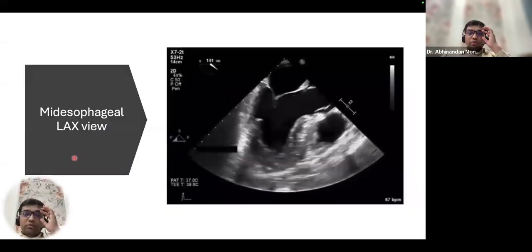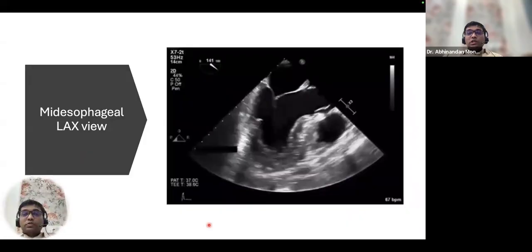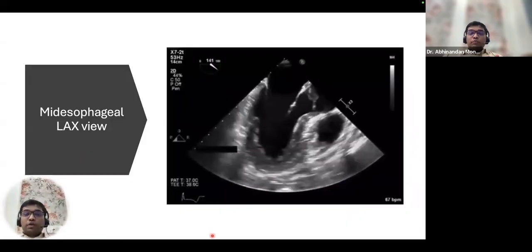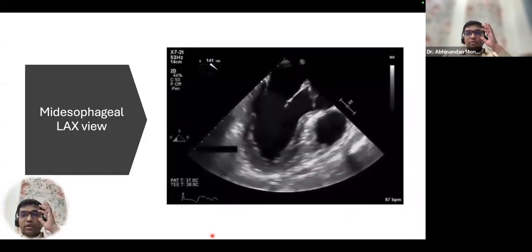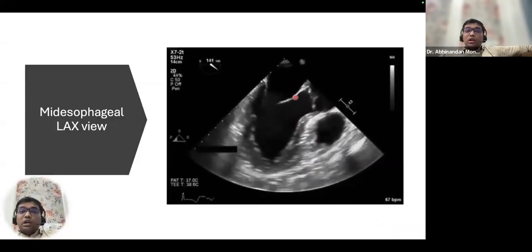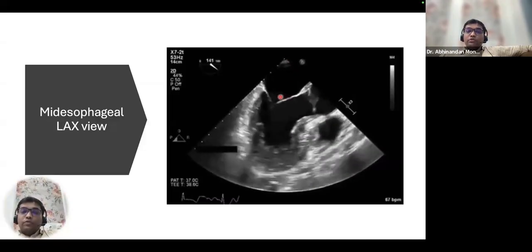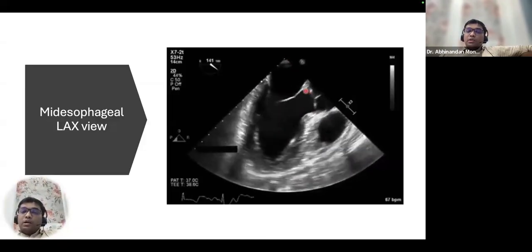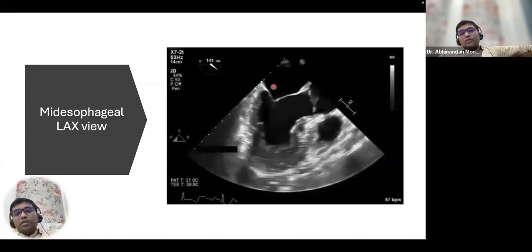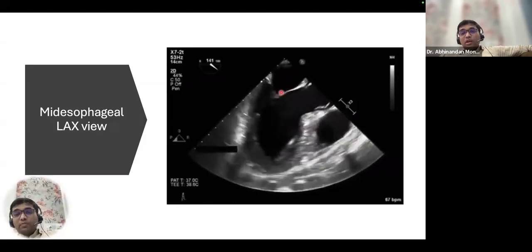Now I want to tell you one thing about this. This mid-esophageal long axis view and the mid-esophageal aortic valve long axis view, everyone gets very much confused over these two views, but always remember, in the mid-esophageal long axis view, your focus point will be your mitral valve. So this is a view for your mitral valve examination. So this is a view for your mitral valve Doppler examination.